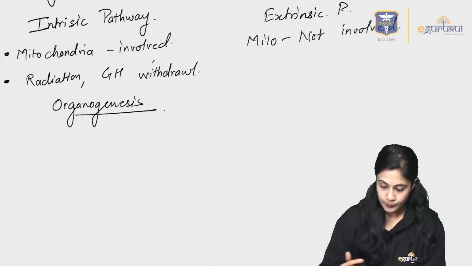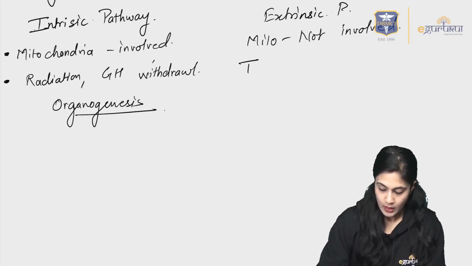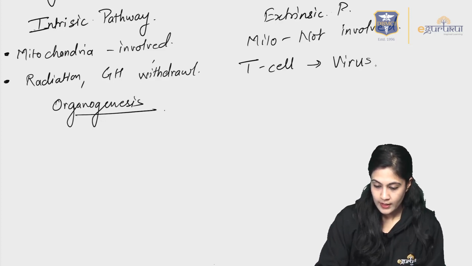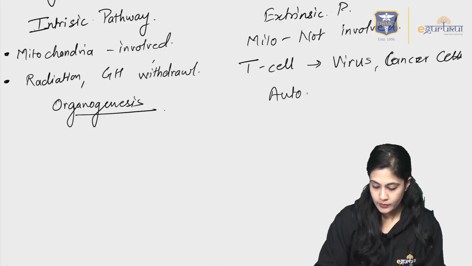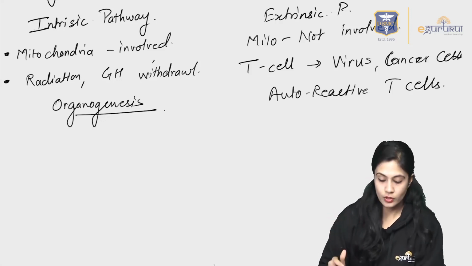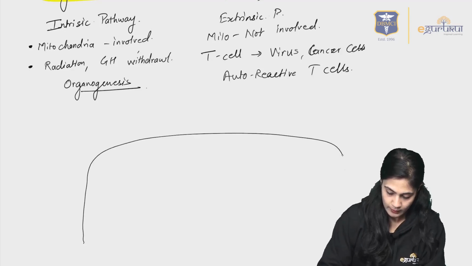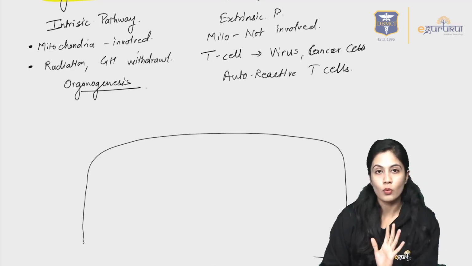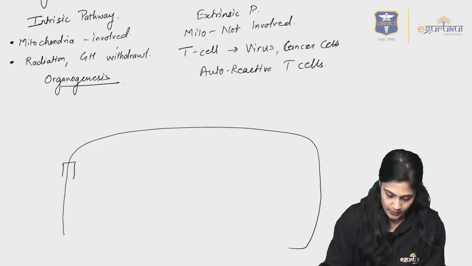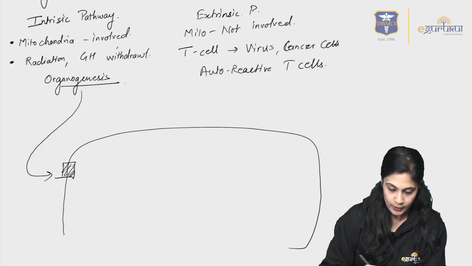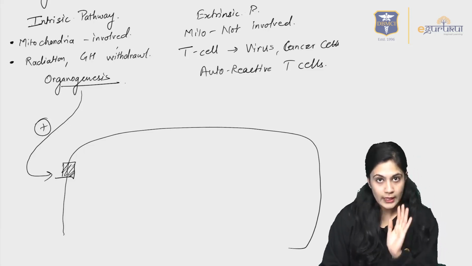Now we discussed the stimulus of the intrinsic pathway. Let's discuss the extrinsic also. T cells, viruses, cancer cells, autoreactive T cells, they can be the trigger for the extrinsic pathway of apoptosis. So let's draw a simple diagram by looking at which the examiner will know that you are very well aware of this concept, right? There will be a receptor on which the stimulus, all these factors, will act. So they will stimulate this receptor for the apoptosis, right?